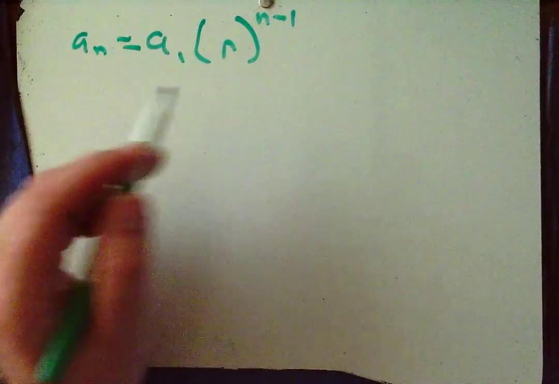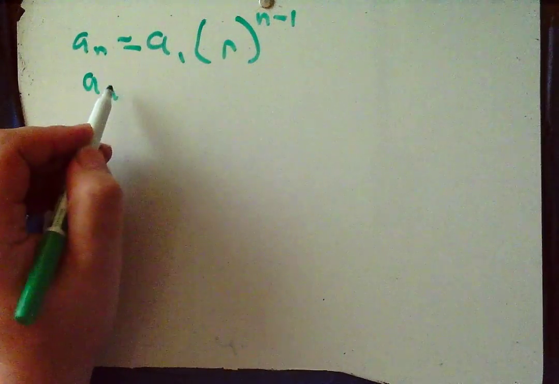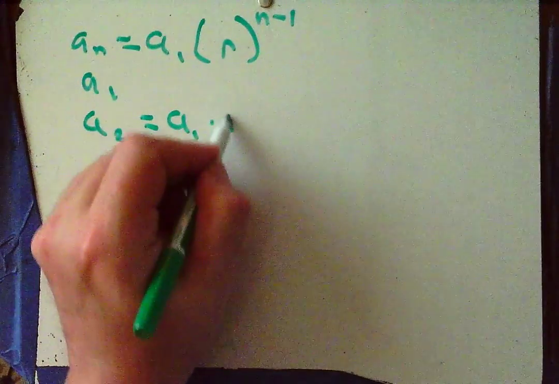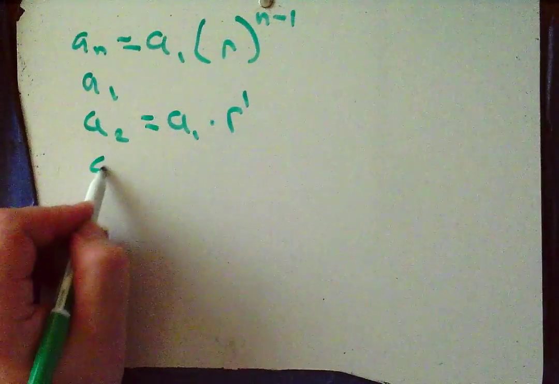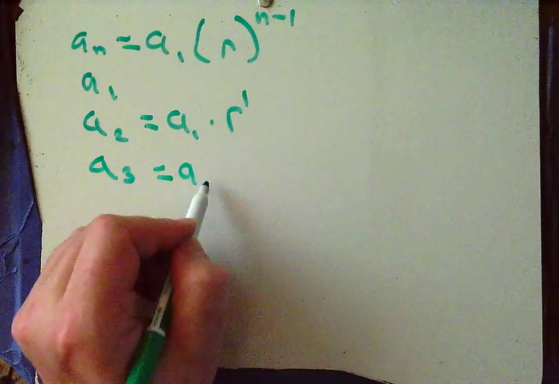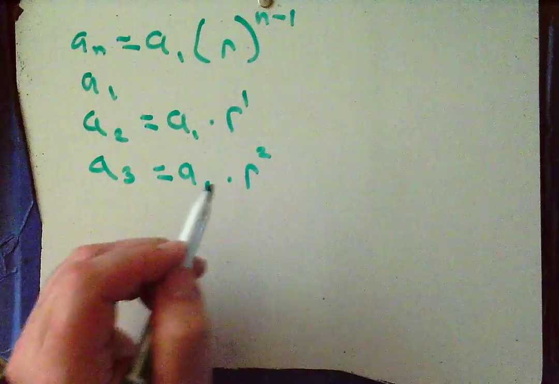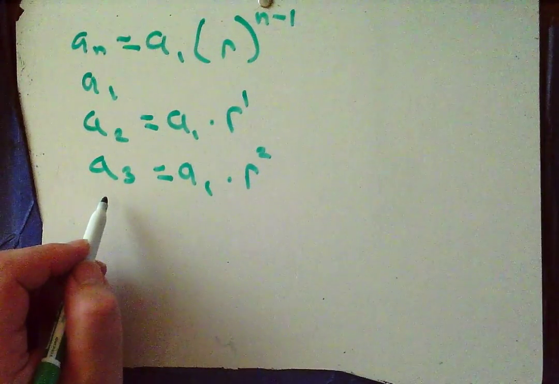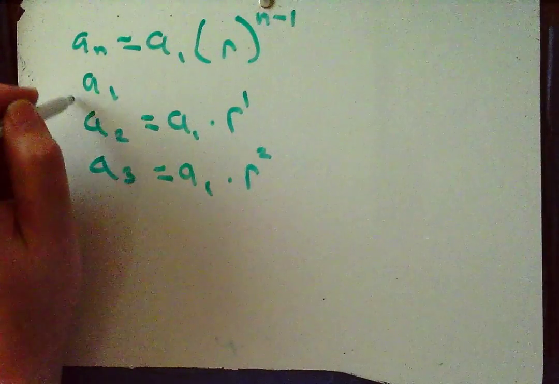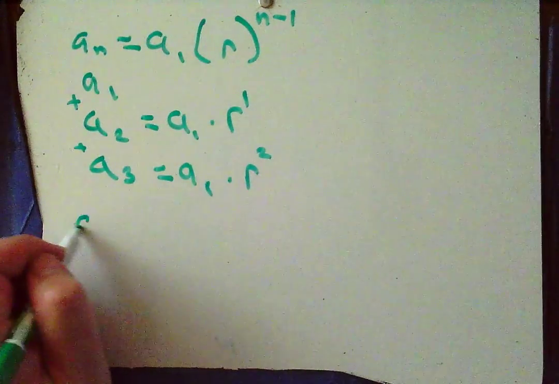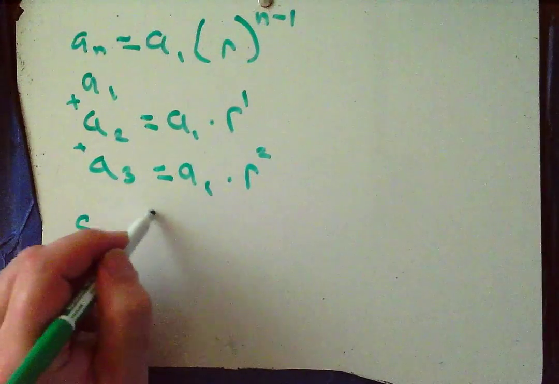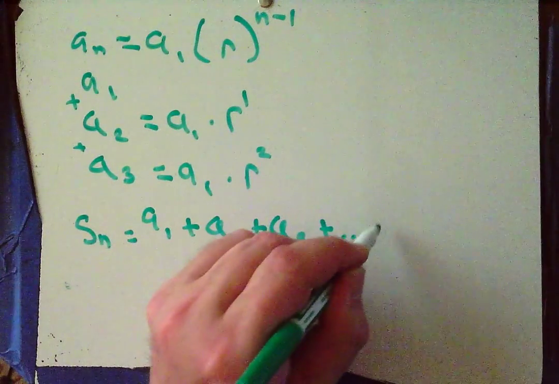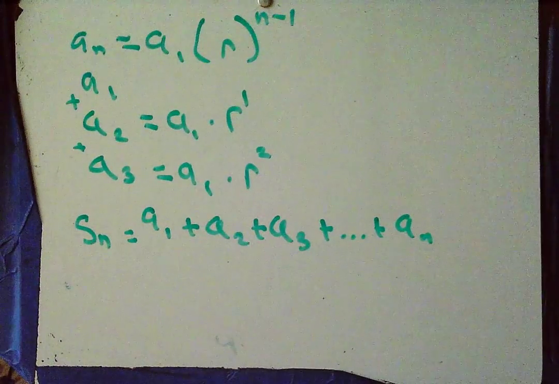So let's see what we can think about here. a sub 1, a sub 2 would be a sub 1 times r to the 1st. a sub 3 would be a sub 1 times r to the 2nd. And we could then add up all of these, right? So S sub n would be a sub 1 plus a sub 2 plus a sub 3, all the way out to a sub n. We're going to add them all up.